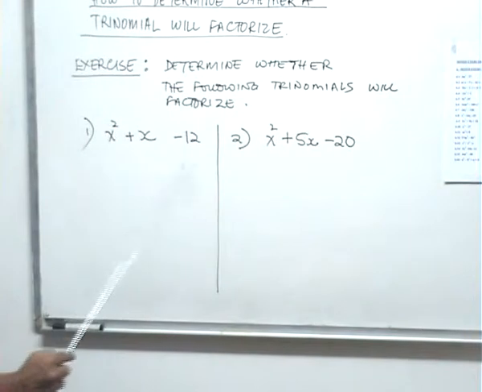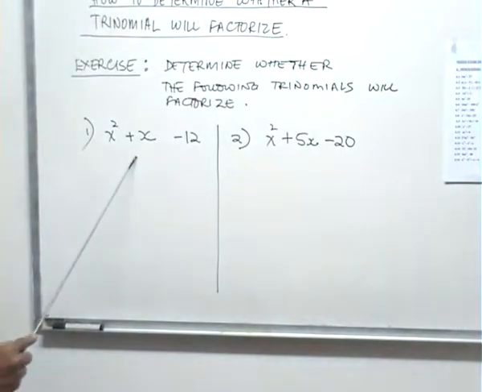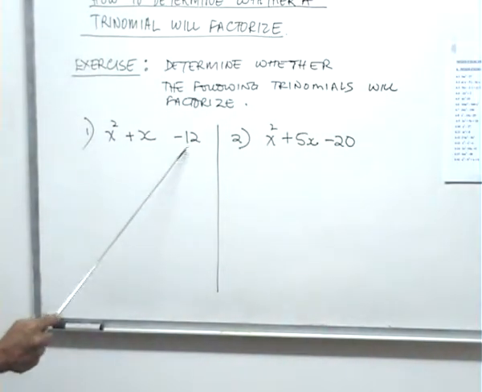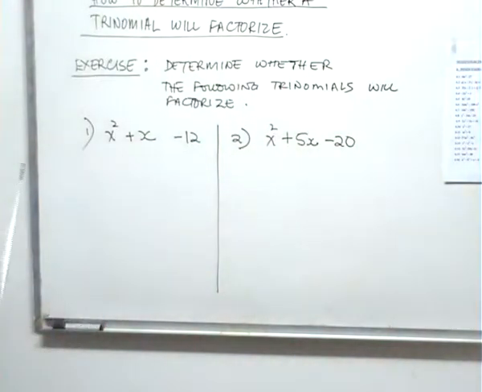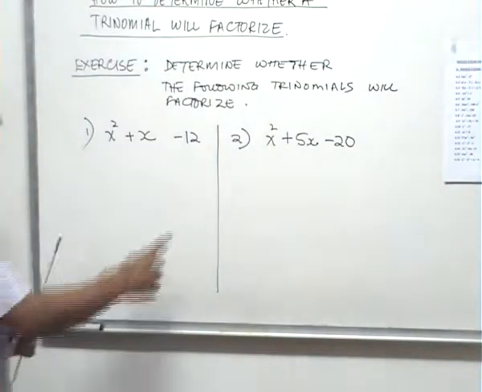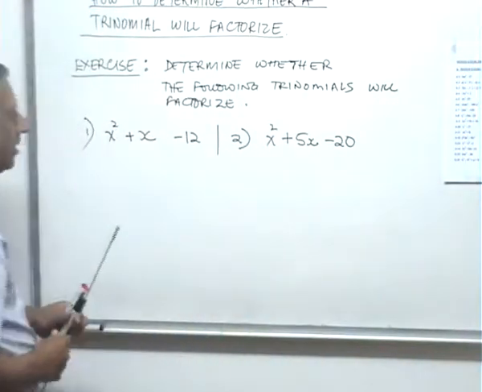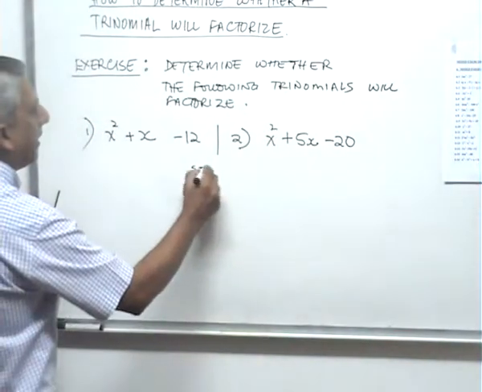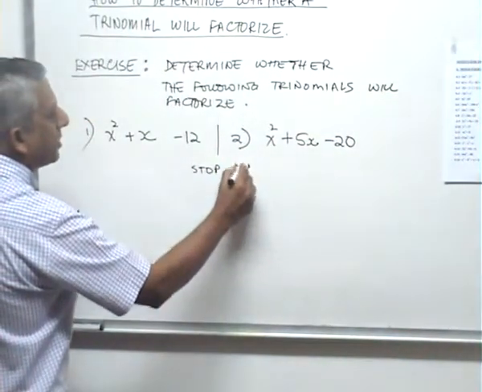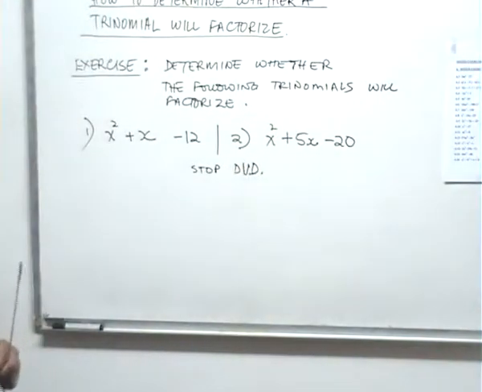Alright, here's a little exercise, just 2 examples. Determine whether the following trinomials will factorize. Number 1, x squared plus x minus 12. Number 2, x squared plus 5x minus 20. So what you can do now is just switch off the DVD and work these examples out and come back and I will give you the solutions.